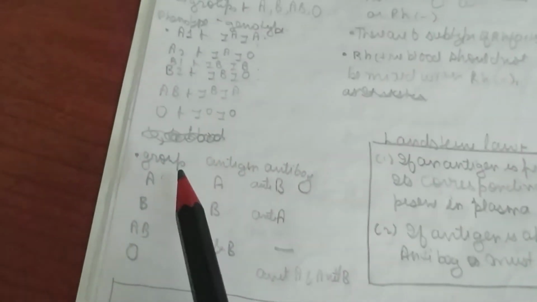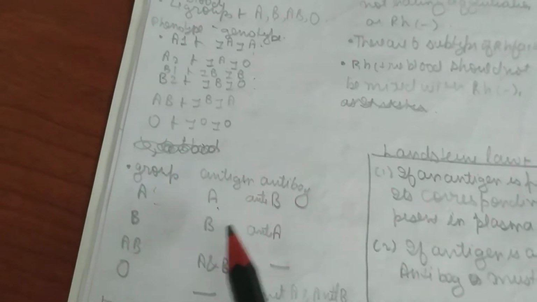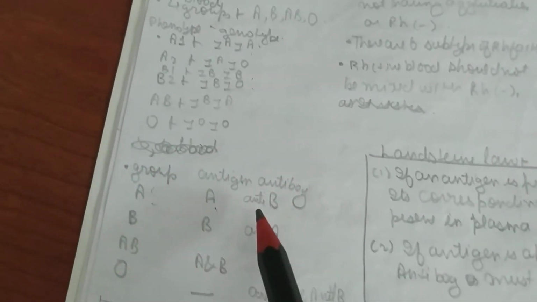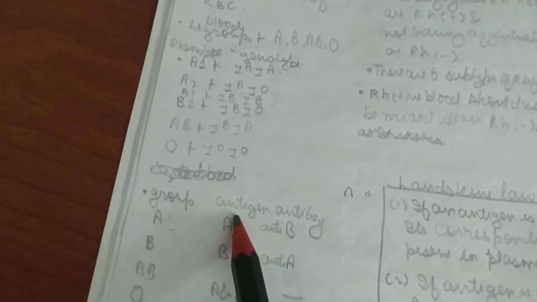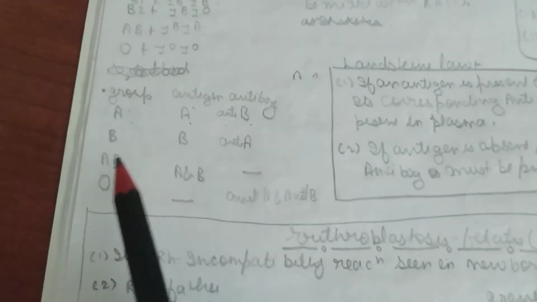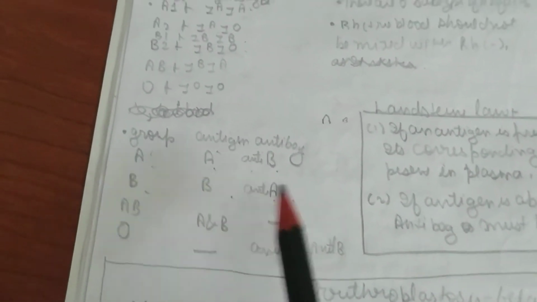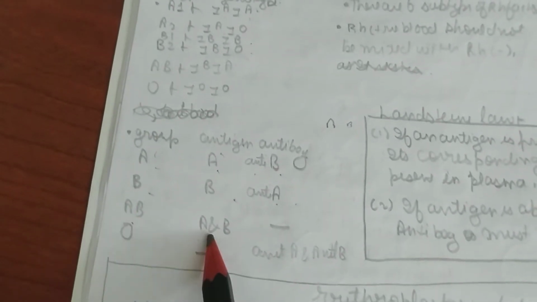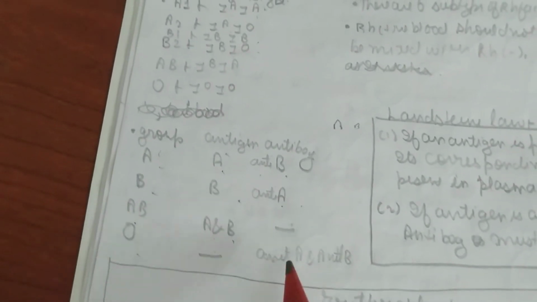And now let's talk about the group, antigen and antibody. A blood group has A antigen, but it won't have the same antibody. So what antibody will it have? Either anti-A or anti-B, right? So if it has A antigen, then obviously anti-B will be its antibody. Same as B blood group has B antigen and anti-A antibody. AB blood group has A and B antigen and nil antibody. O blood group has no antigen and has anti-A and anti-B antibodies.